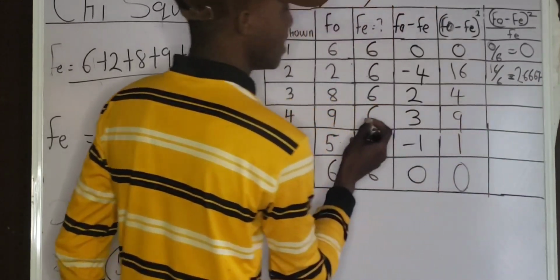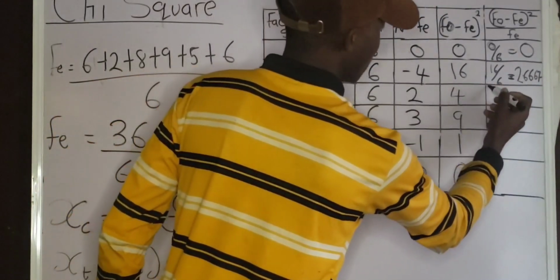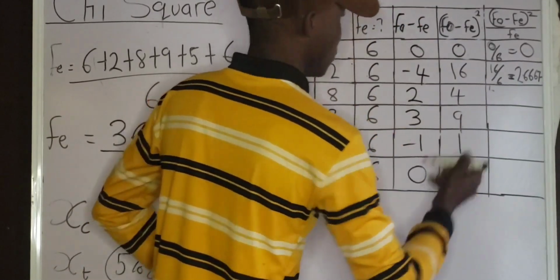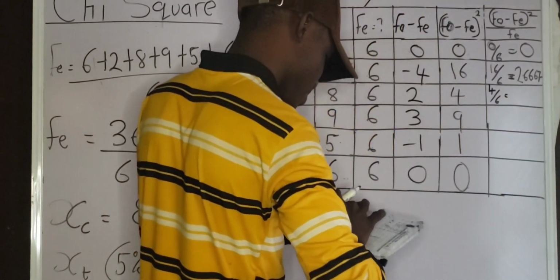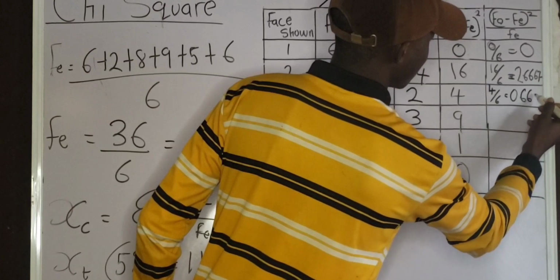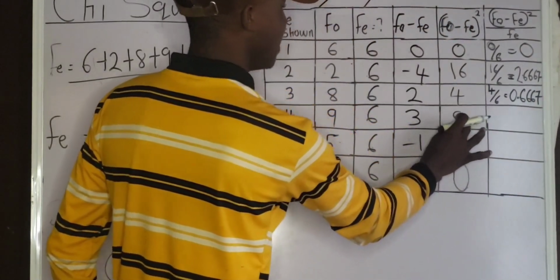Can you see my writing? Okay, for these cells, I'm going to have 4 divided by 6. 4 divided by 6. That will give me 0.6667. Okay? So for these cells, I'm going to have 9 divided by 6.